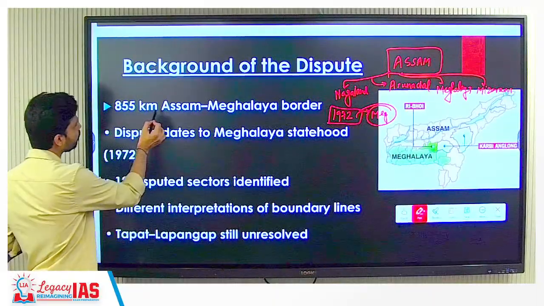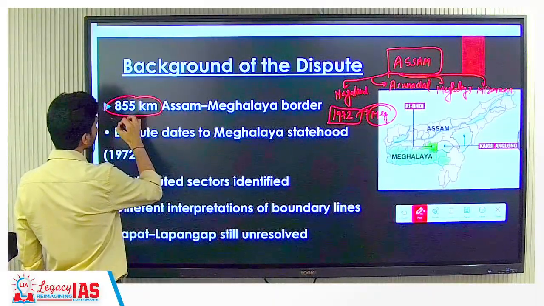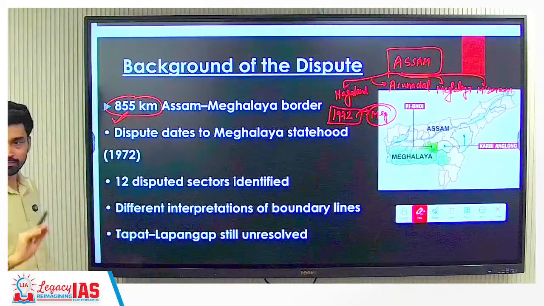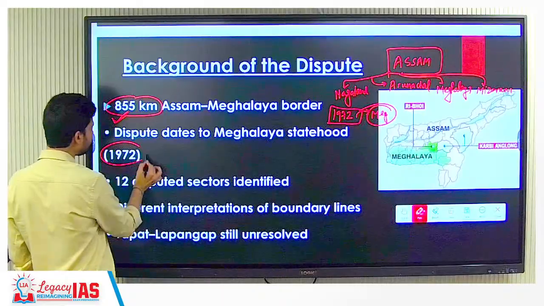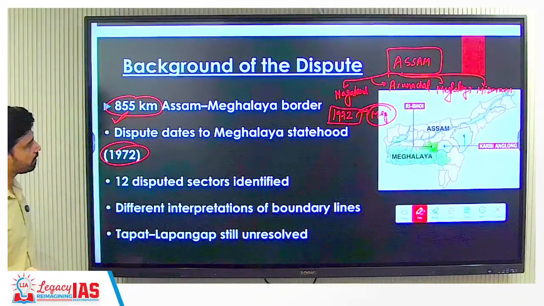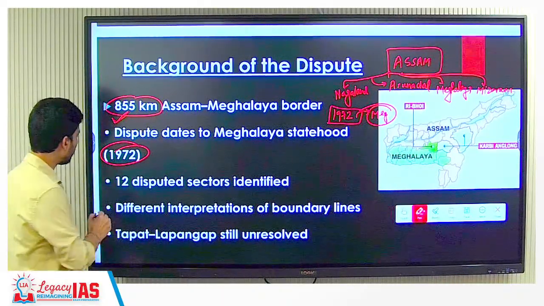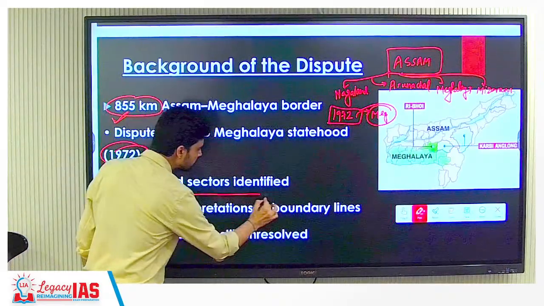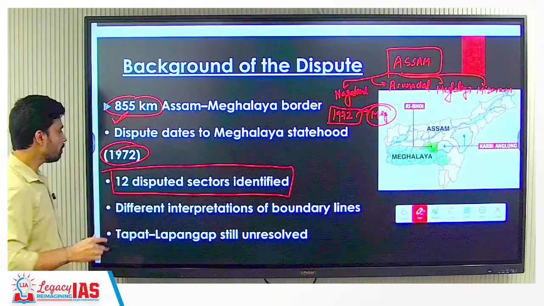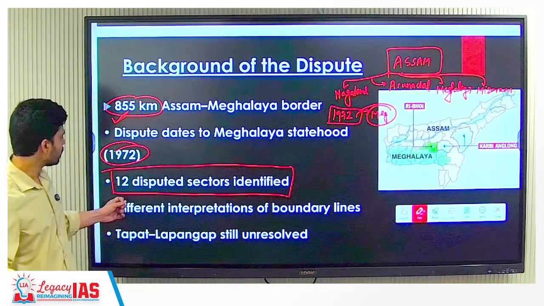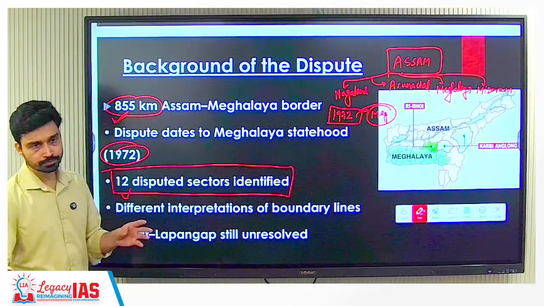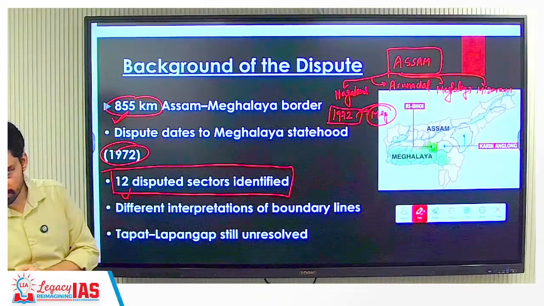So overall, if you look at this, both of the states share a long border, roughly 855 kilometers. And the dispute is, as you have discussed, from 1972, when Meghalaya's border was being established. That is when the dispute arose. And even till date, imagine since 1972, almost how many years? Roughly 50 years have passed. Still along the border, we have a total of 12 disputed sectors. Okay.